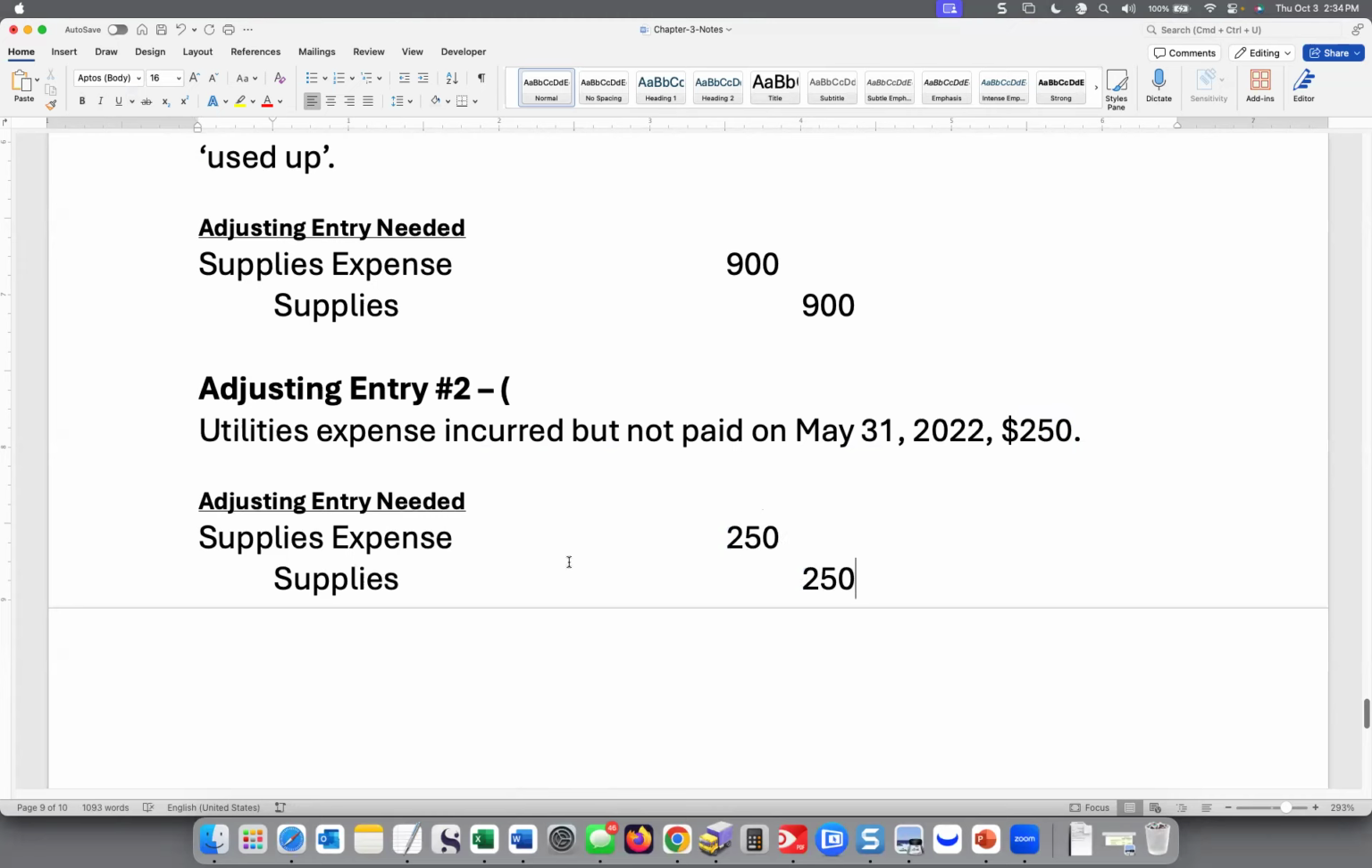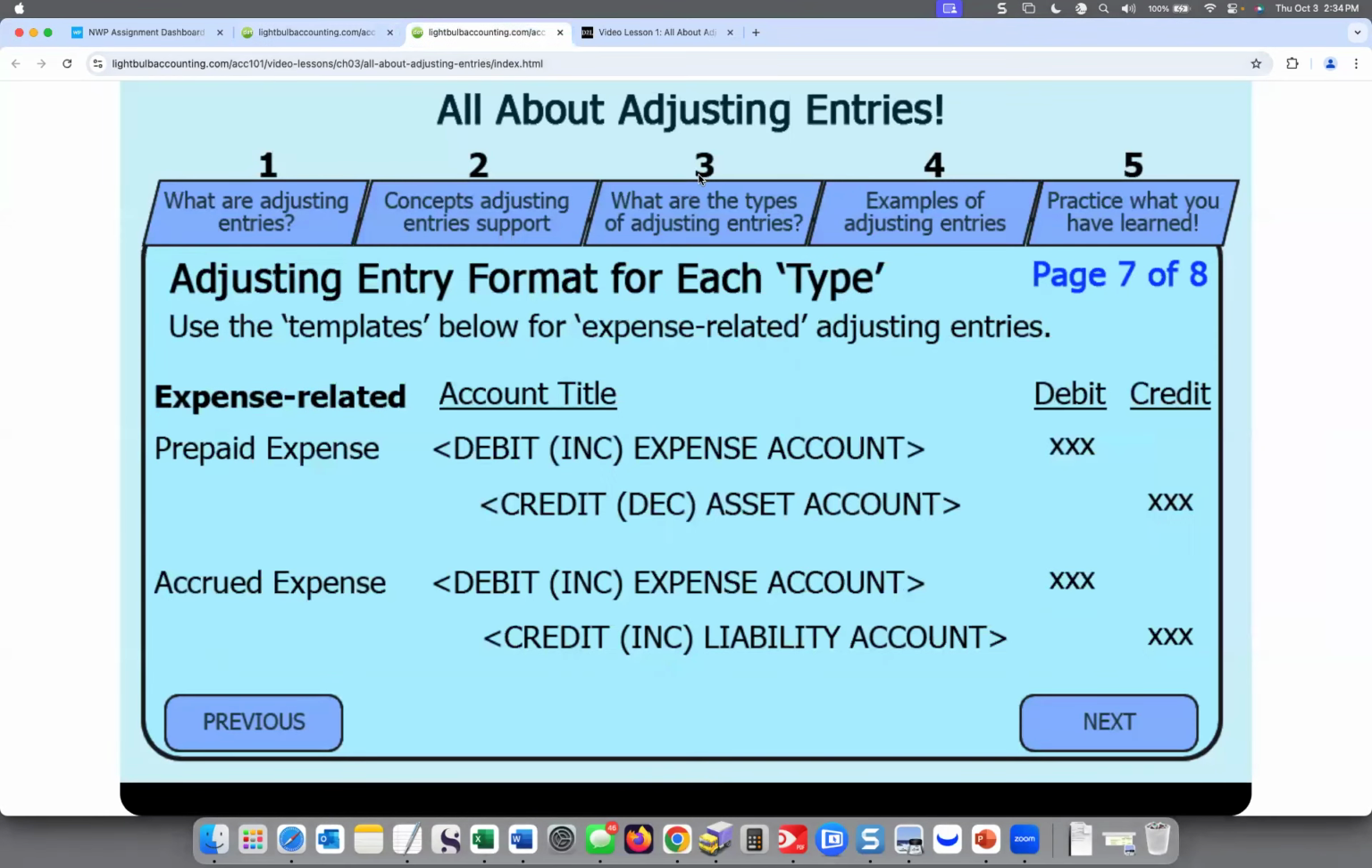And so we're dealing with an accrued expense. So we go and look at that template. It's right there. We are going to debit an expense account and we're going to credit or increase the liability, right? Because we got the expense, but we didn't pay for it yet. So again, we look at what we're charging to expense, and then we tack the word expense onto it. What would be the expense account, the debit? Utilities expense. Yep.